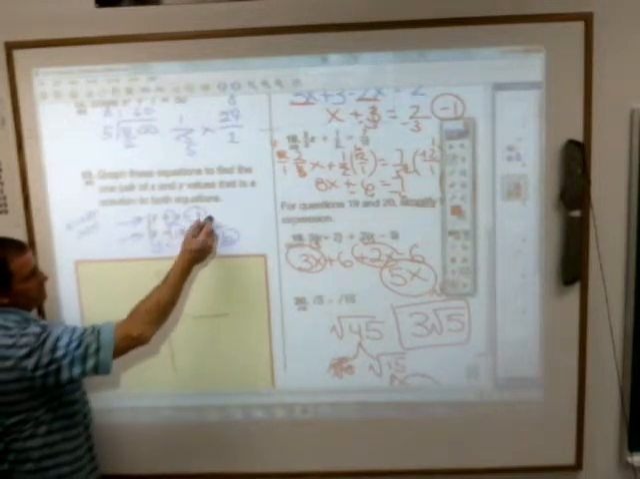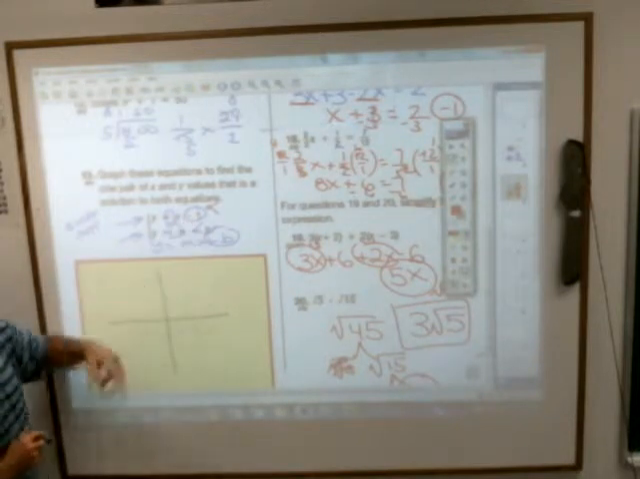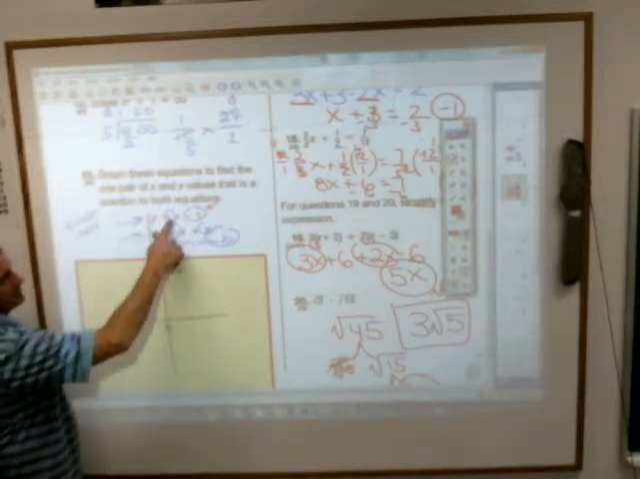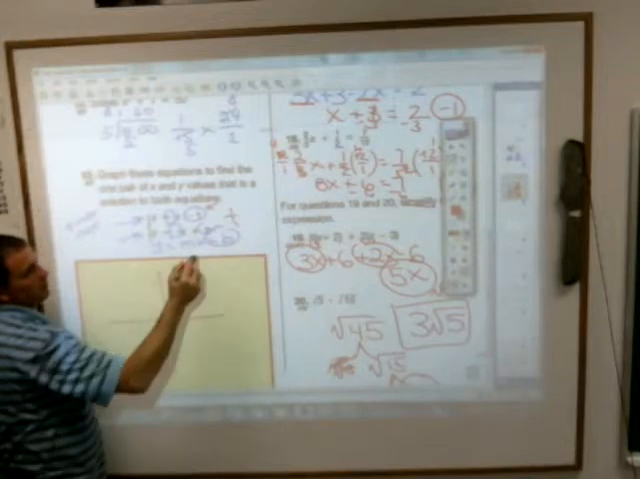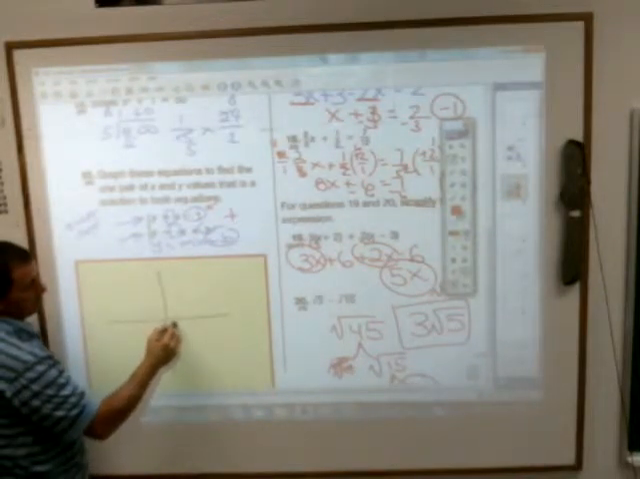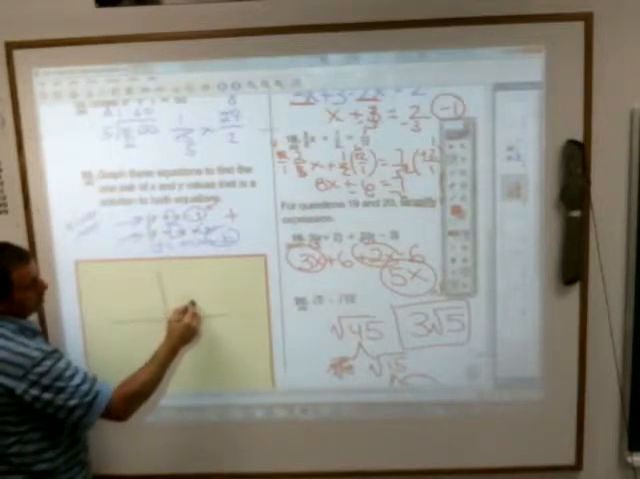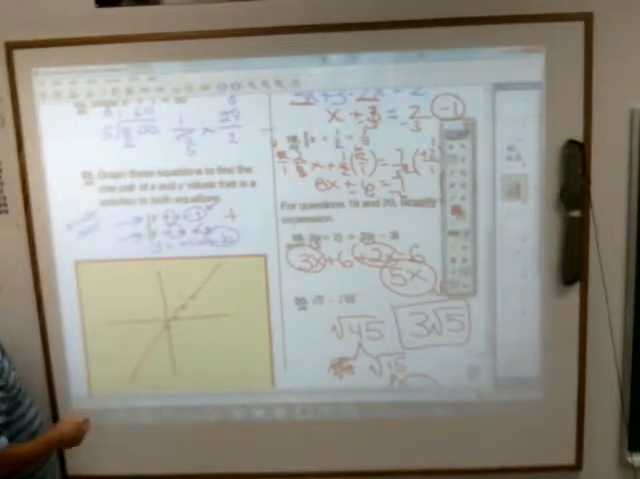For this one here, who asked me this? Emma Kreis, where does it cross the y-axis? At -1. And then from that point, it's a +1 slope. +1 slope is 1 over 1, which means it goes up 1 over 1, up 1 over 1, up 1 over 1, and you continue to get that line right there. That's the first line.